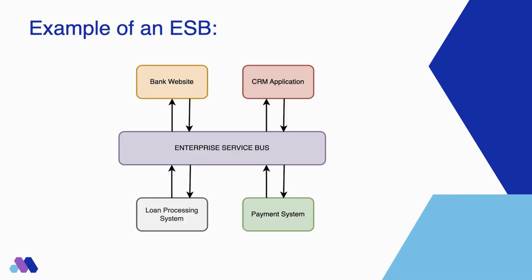Now let's see an example of an ESB. Banking sector is one of the most common examples of ESB implementation. Banks frequently have different systems that require communication among them for various scenarios. Let's consider a scenario where a customer applies for a loan through a bank's website. It requires communication between four systems: bank's website, CRM application, loan processing system, and payment system.